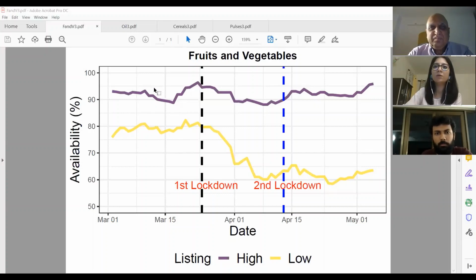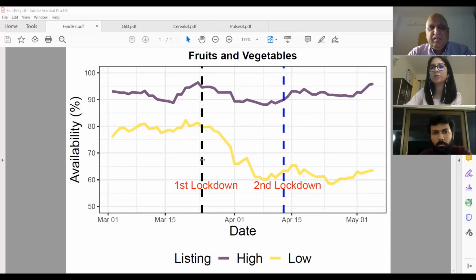And we track the movements separately for these two lines because we think that the supply chain disruptions can be different for these two types of commodities. So if you were a high listing commodity to begin with in the pre-lockdown period, you are likely to have stronger supply chains with the retailer as compared to commodities which had a lower average availability in the pre-lockdown period. And look what we find.